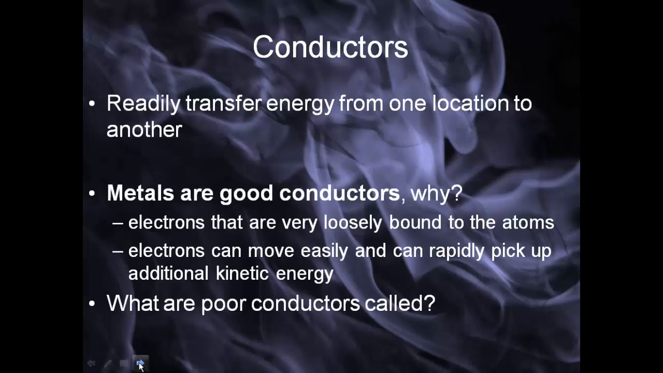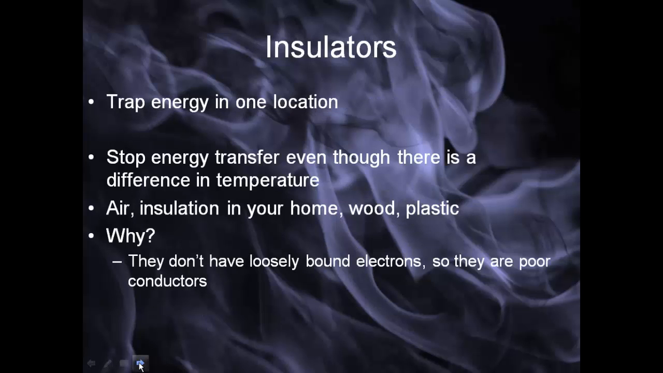Conductors are things that, of course, can conduct this energy, and they readily transfer it from one location to another. And the reason metals are so good is because of the electrons that are loosely bound, and they're able to transport that energy very, very rapidly. Poor conductors, on the other hand, are called insulators, and these do not transport the energy very effectively, and so we can use them to insulate. Things like styrofoam and wood are pretty good insulators, things that are going to stop that transfer.